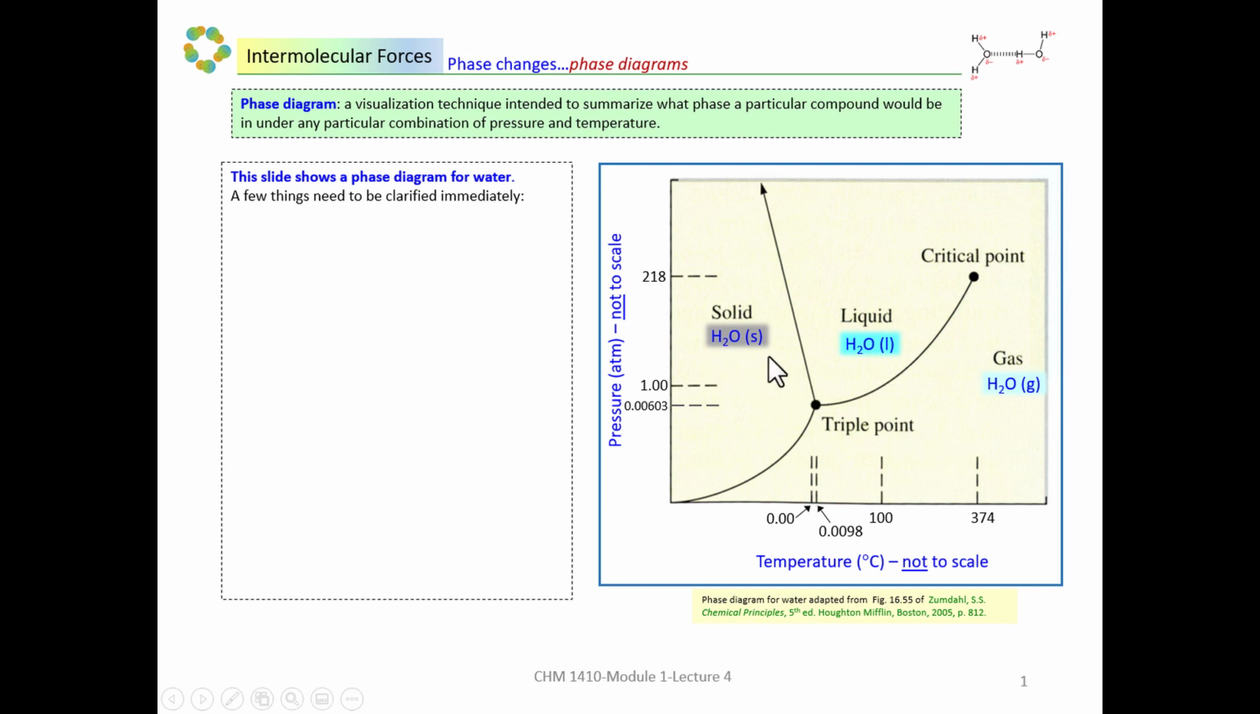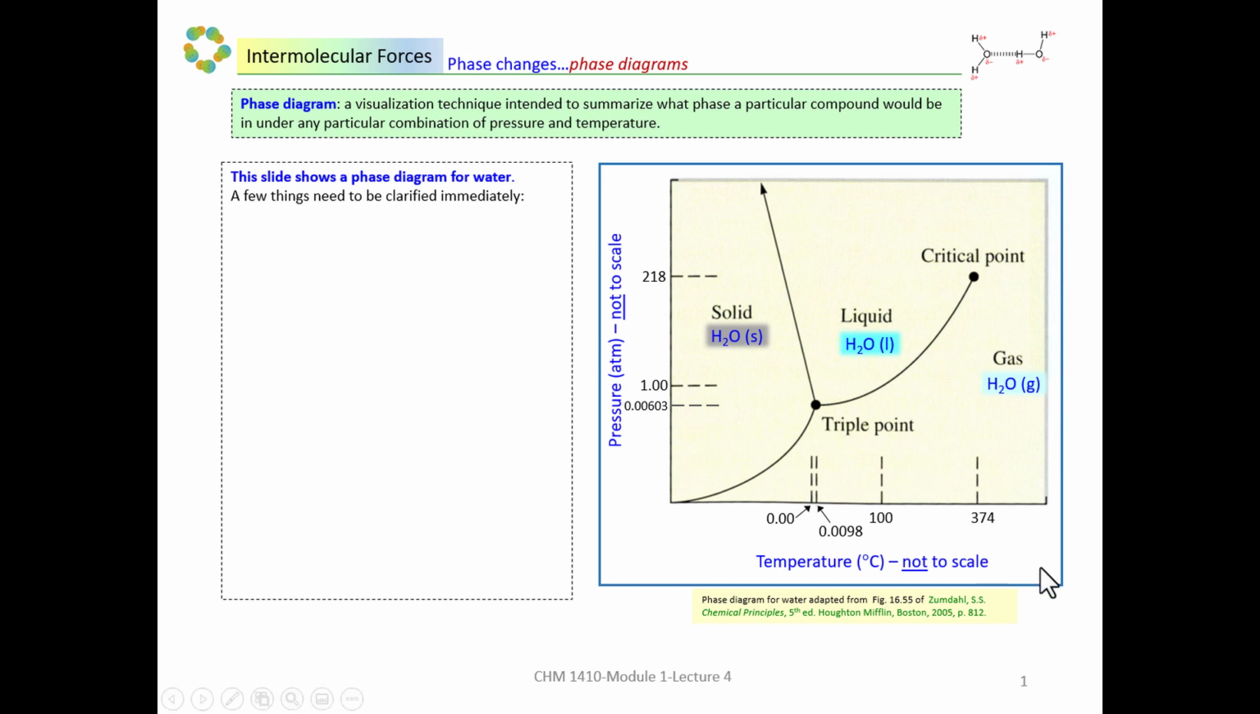So under these combinations of temperature and pressure, you'd expect to see ice. Under these general conditions of pressure and temperature, you'd expect to see liquid water. And under these particular conditions of pressure and temperature, you'd expect water to exist in the gas phase.